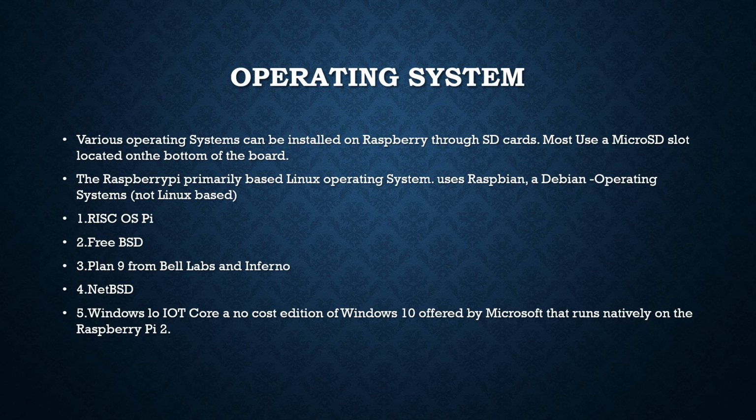It can also be used with RISC OS Pi, FreeBSD, Plan 9 from Bell Labs and Inferno, NetBSD, and Windows 10 IoT Core, a no-cost edition of Windows 10 offered by Microsoft that runs natively on the Raspberry Pi 2.